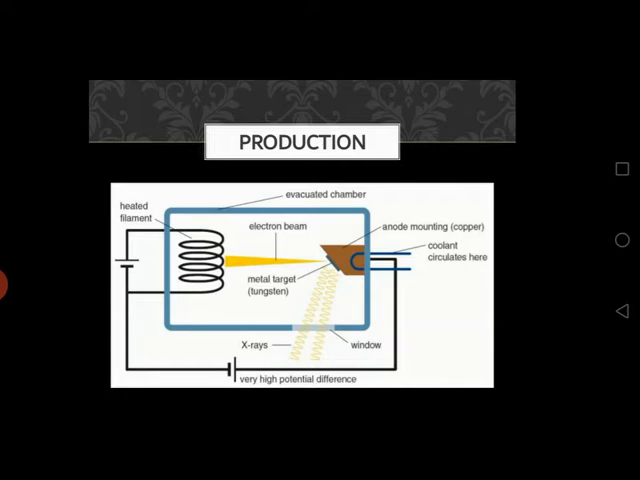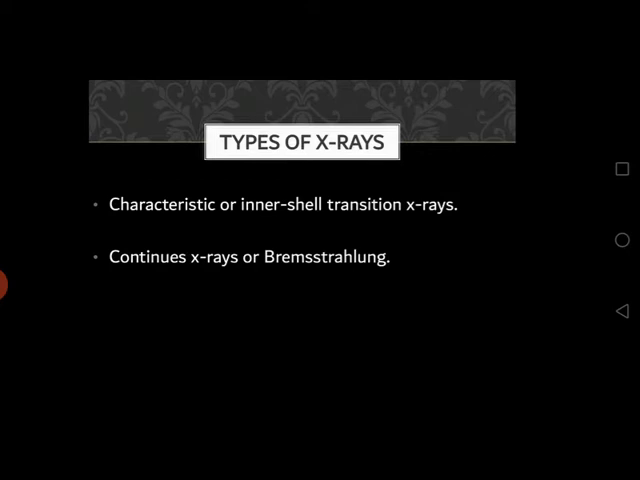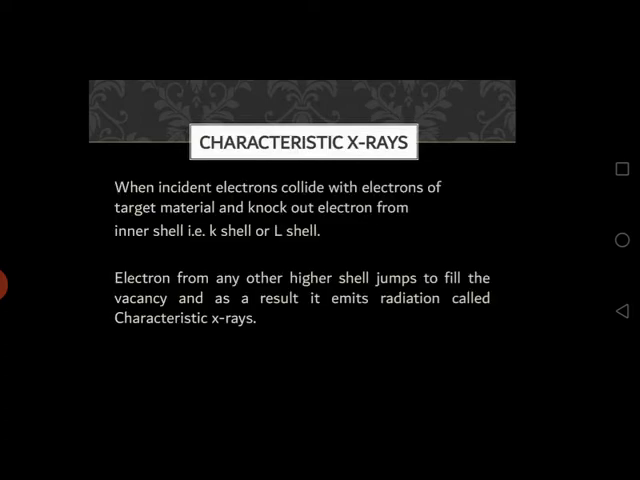This whole process happens in an evacuated chamber, which is called a vacuum chamber. A coolant is here, which is used to reduce the temperature of the target. Now, the question arises, what is actually happening inside this tungsten material? For this, we have to study inside it. There are two types of X-rays that are generated inside this tungsten material. These two types are characteristic or inertial transition X-rays, and the second type is continuous X-rays, which are also called Bremsstrahlung. First, we'll talk about characteristic X-rays.